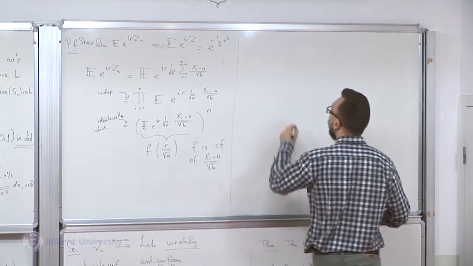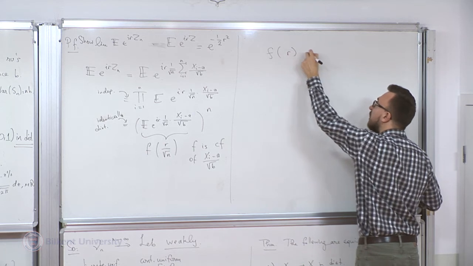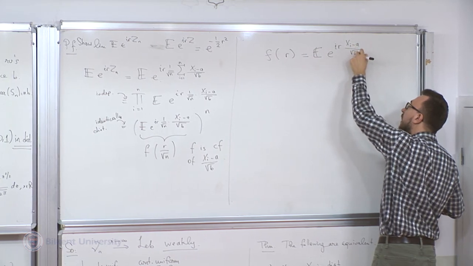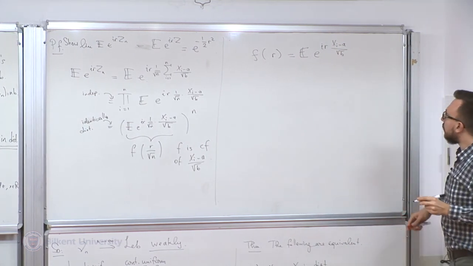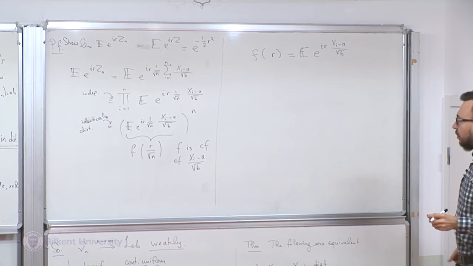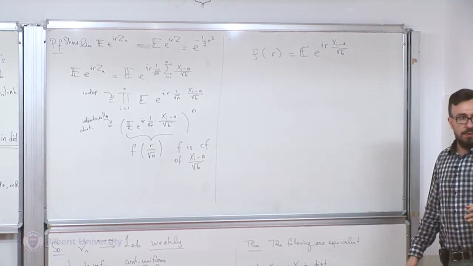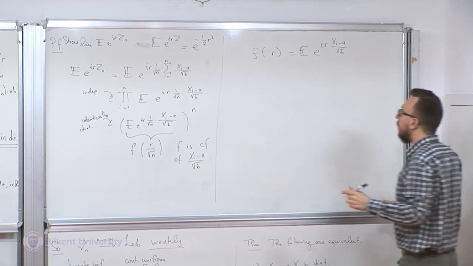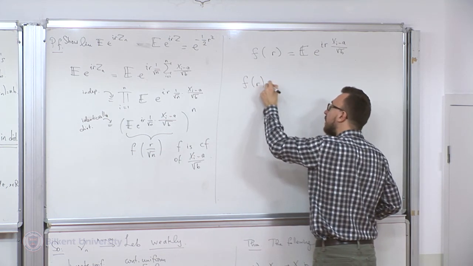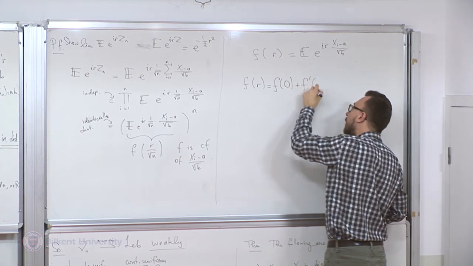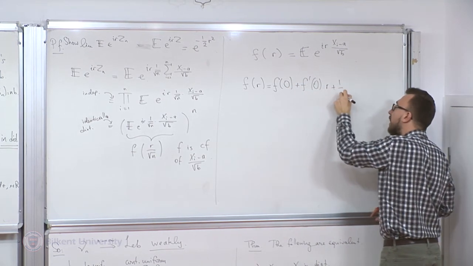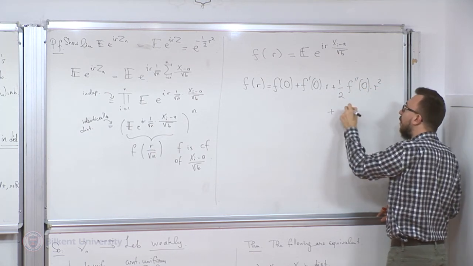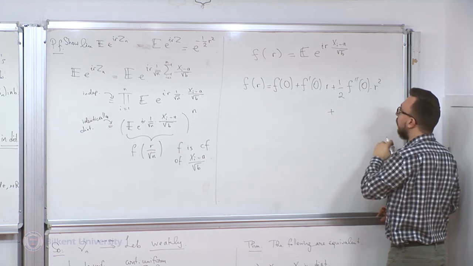So f, the characteristic function, f of r, is the expected value of e^{i r (ξ − a)/√b}. The original idea of the proof of the central limit theorem is to Taylor approximate this around 0. So f of r can be written as f of 0 plus f prime of 0 times r plus 1/2 f double prime at 0 times r squared plus some term which goes to 0, which is negligible.